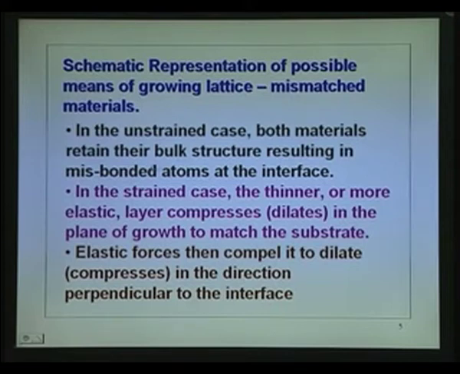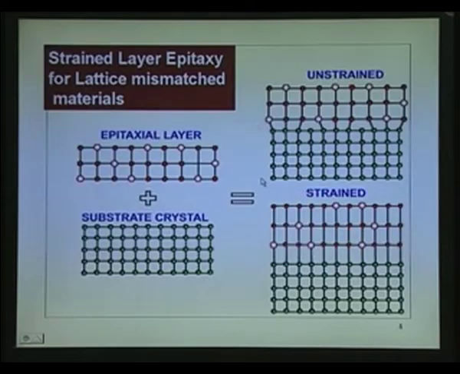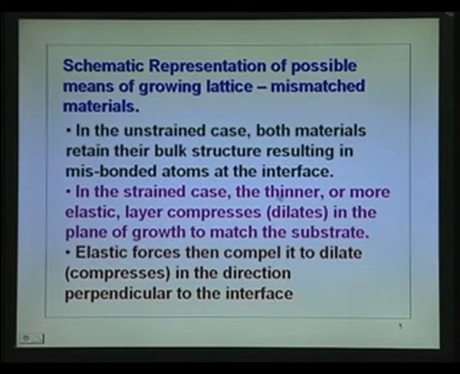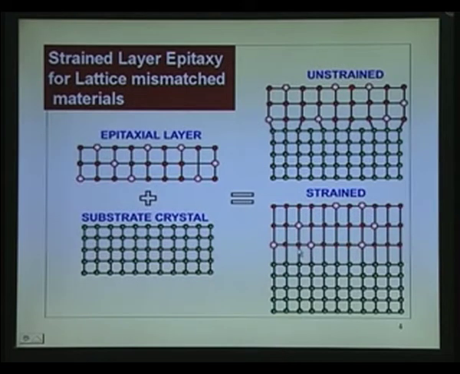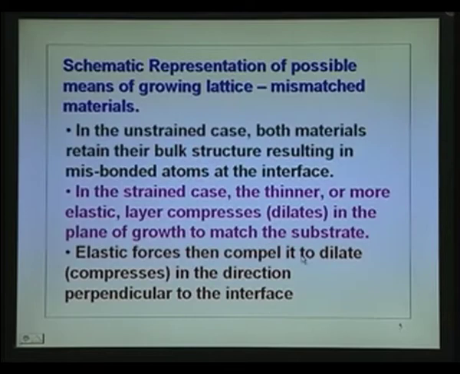Unstrained case, both materials retain their bulk structure, resulting in misbonded atoms at the interface. This is unstrained. Strained cases, the thinner or more elastic layer gets flexible, compresses in the plane of growth, in that direction it compresses. That is what we have shown there. This gets compressed in that direction, elongation in that direction, that gets compressed, so that it matches with that. So, that is what we have shown here.